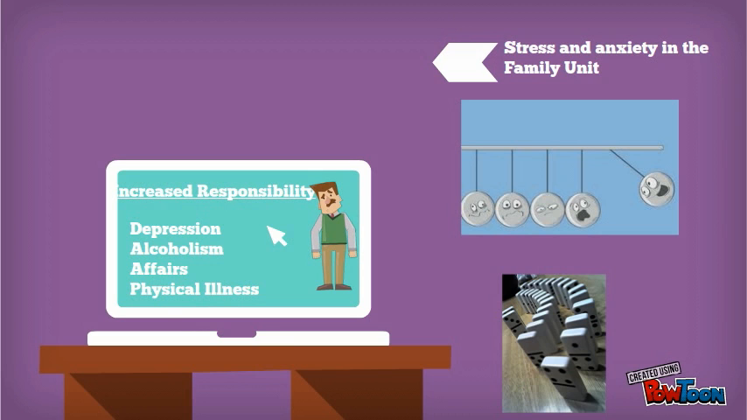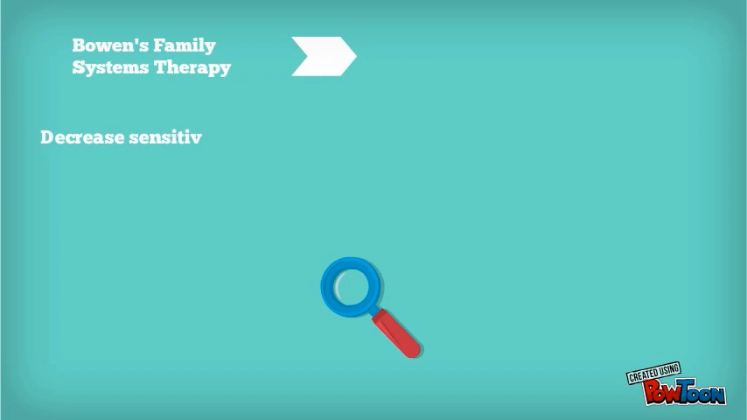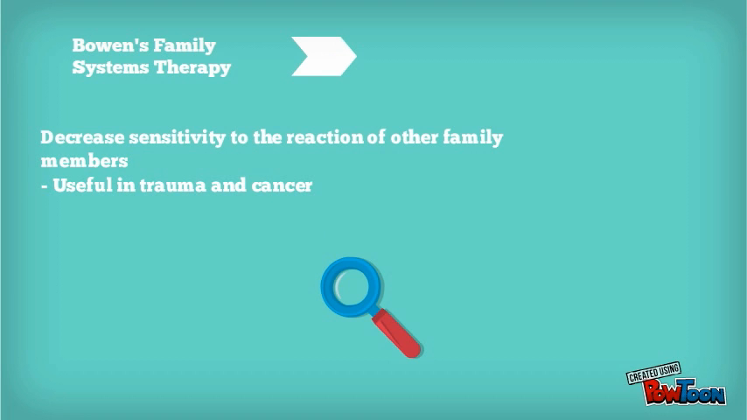He also found that when a family member would try to take on more responsibility, that they would actually absorb the anxiety and become more vulnerable for problems such as depression, alcoholism, affairs, and physical illness. Bowen's theory has actually been transformed into a systematic family therapy used to decrease a person's sensitivity to the expectations and approval that we seek from other family members.